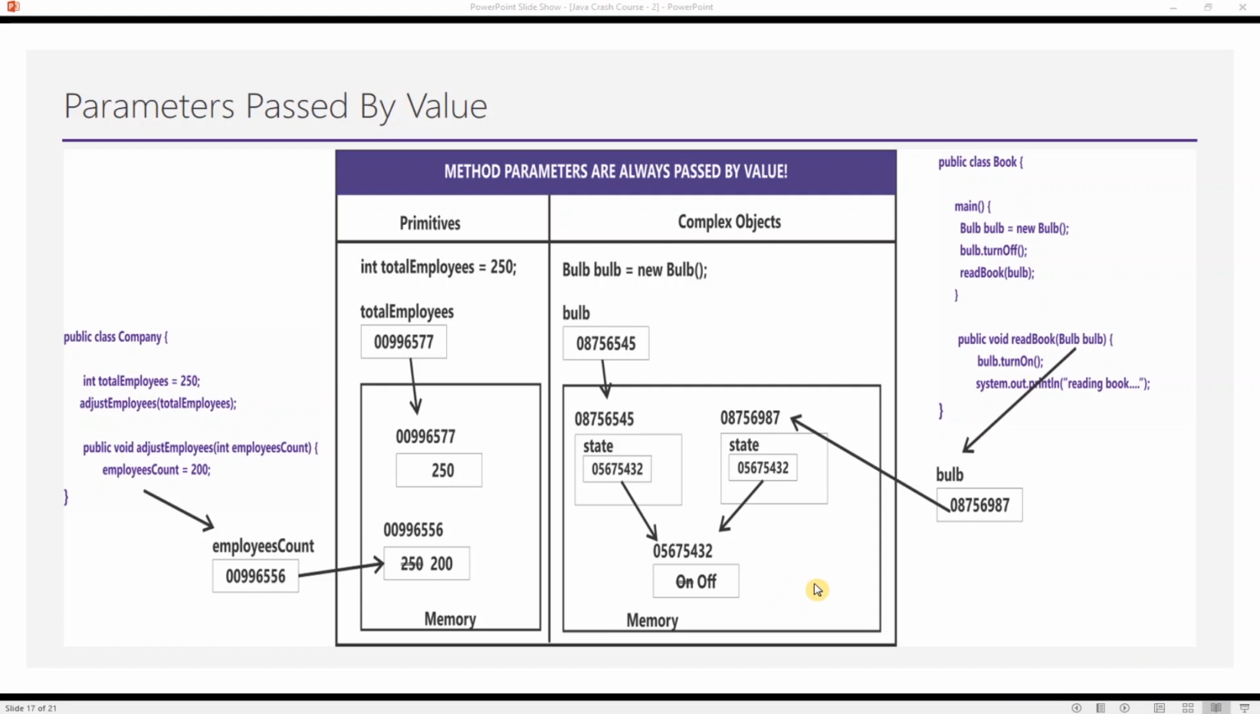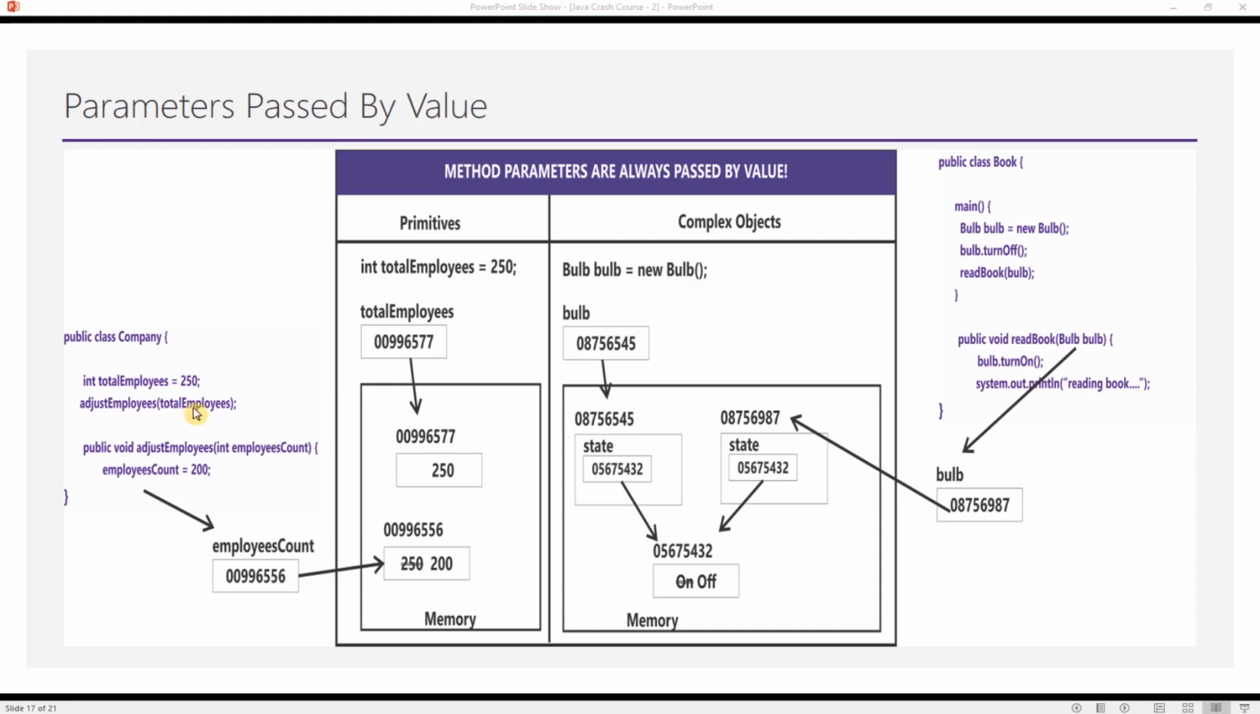Here you can see that we are comparing both primitives and complex objects side by side, since we can pass both primitives as well as complex objects as an argument to the method. Let's focus on the primitive part first. Here you can see that we have declared a variable named totalEmployees of type int inside class Company and set its initial value to 250. Later, we call the method adjustEmployees, passing in the variable totalEmployees as an argument to this function.